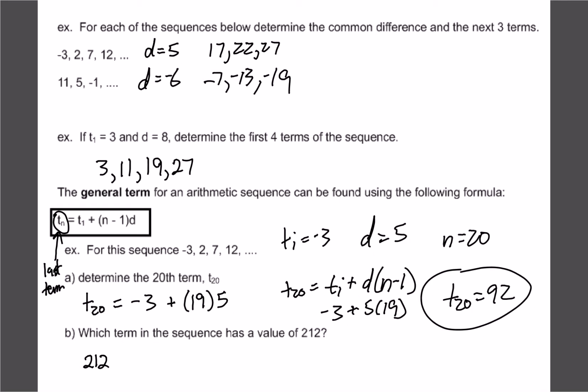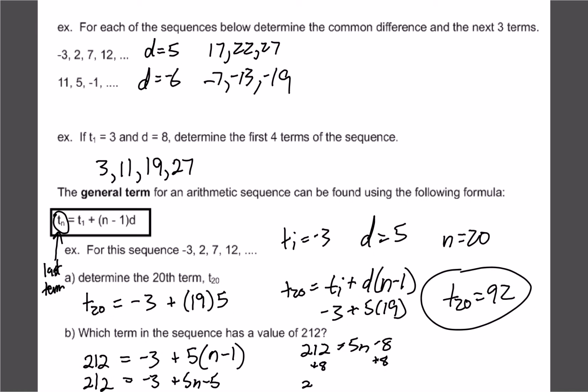And that's a good way to approach that. So 212 is our last term. We know our first term is still -3. We don't know our n this time, that's what we're looking for, but we know our d is 5. So let's write it backwards. Let's put the d first, and then we have n minus 1. Now we can actually simplify and solve this equation. If we FOIL that out, we get 5n minus 5. And if we simplify that, we get 212 equals 5n minus 8. If we add 8 to both sides, we get 220 equals 5n. So 220 divided by 5 is 44.